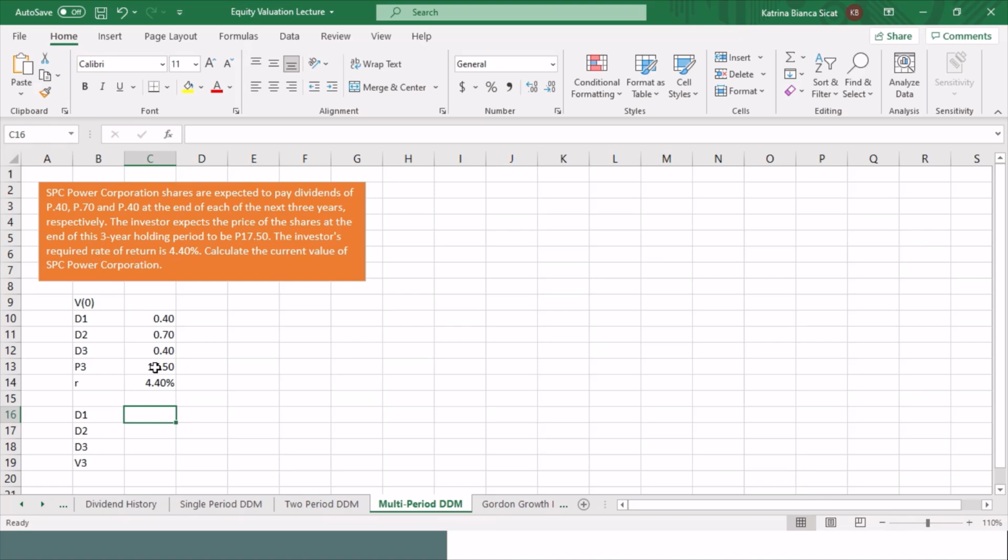Okay, so for D1 equal sign, hindi pa pala binasa, no? So SPC Power Corporation are expected to pay dividends of 0.4, 0.7, and 0.40 at the end of each of the next 3 years, respectively. So the investor expects that the price of the shares at the end of this 3-year holding period to be 17.5. So the investors' required rate of return is 4.4. Calculate the current value of SPC Power Corporation.